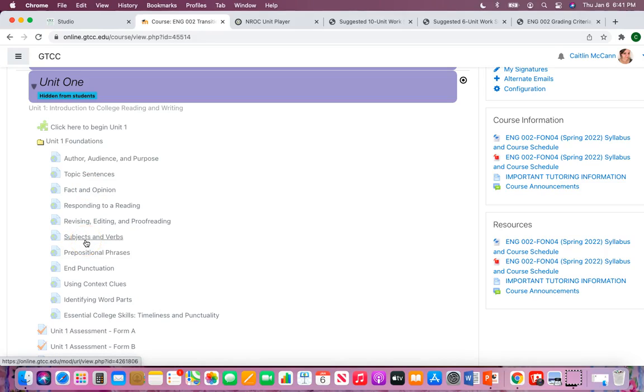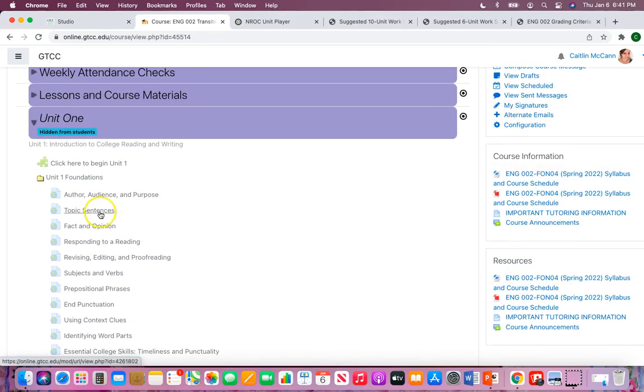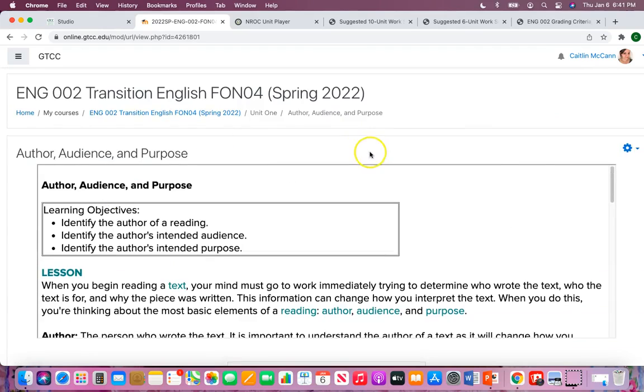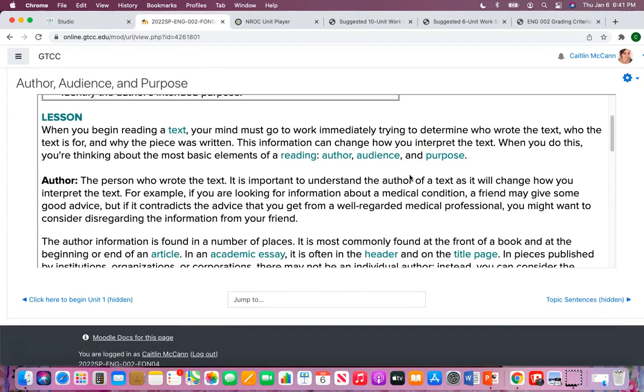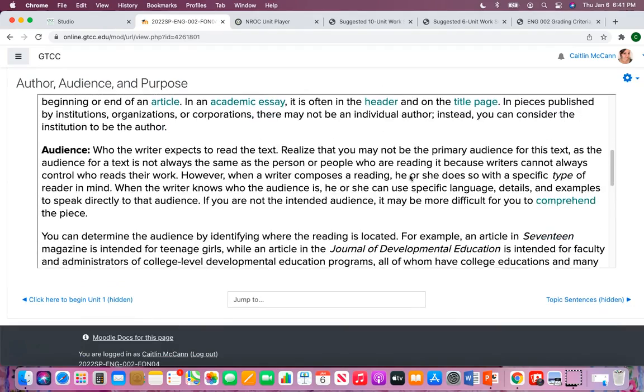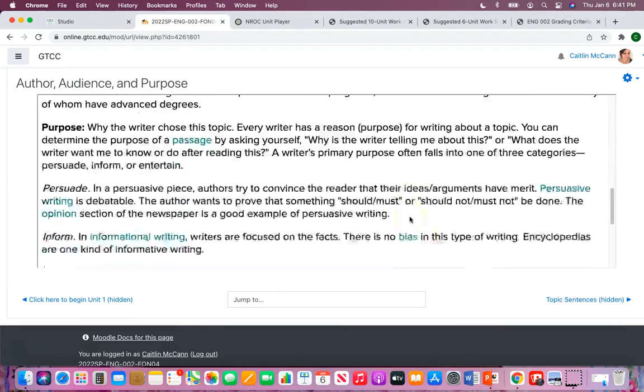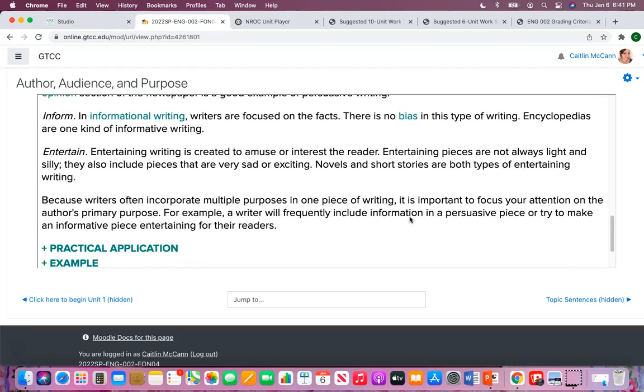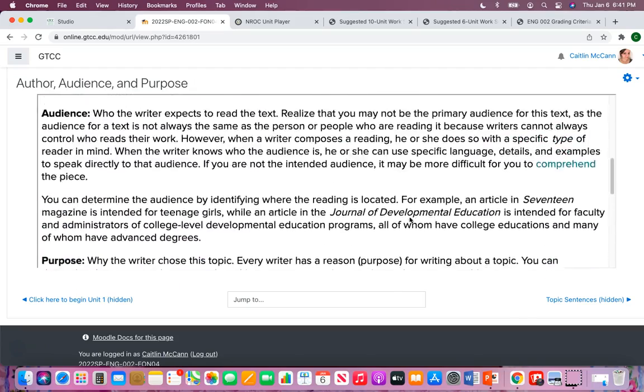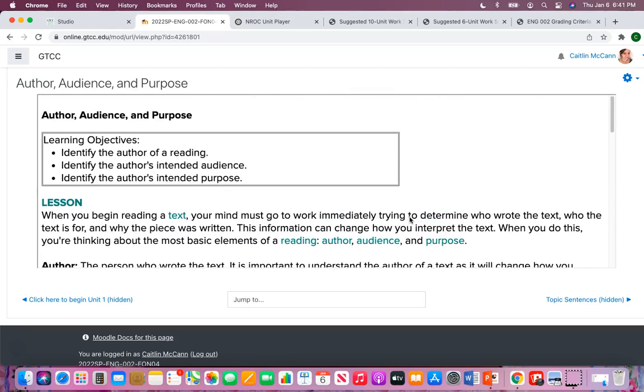Same with subjects and verbs and prepositional phrases. If you click a foundation resource, it stays within Moodle. It'll look like this, and you can just read it and scroll through it. If you want to, you can take notes. You really need to work through these because they're especially helpful for the assessments.